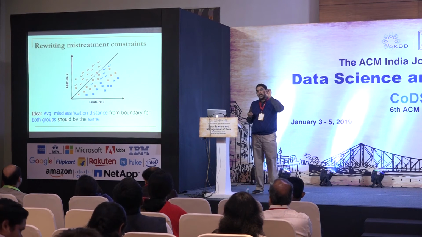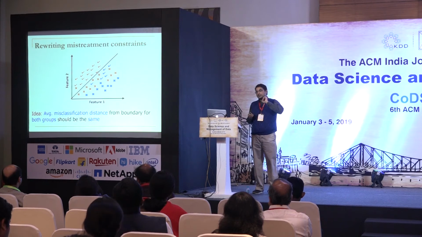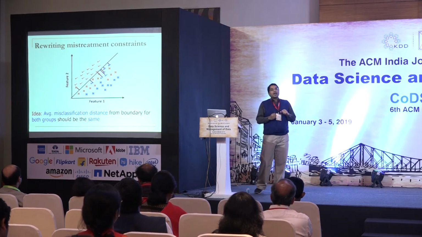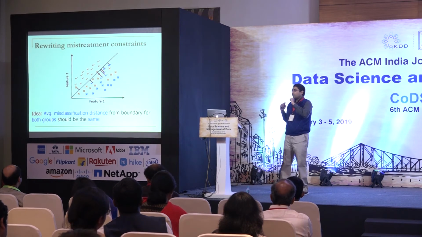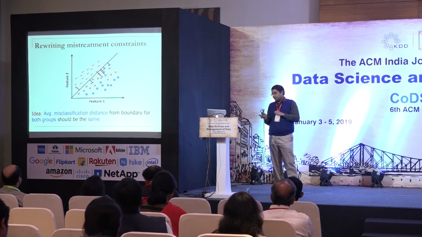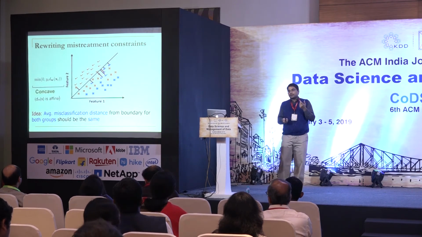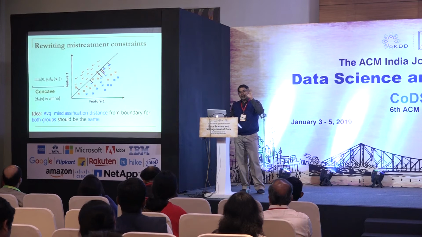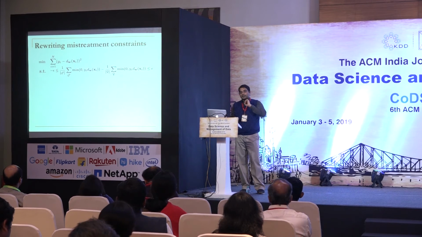Rather than insist that the probability or the error rates for the two groups are the same, we want to make sure that the average misclassification distance from the boundary for both groups should be the same. That means we take all the points that are misclassified, the yellow points and the blue points, and we look at their average distance from the boundary, and then we want that average distance to be the same. The reason we do this is that the distance from the decision boundary is a convex, or rather a concave function. And so when you rewrite the mistreatment constraints, it ends up being something like this.